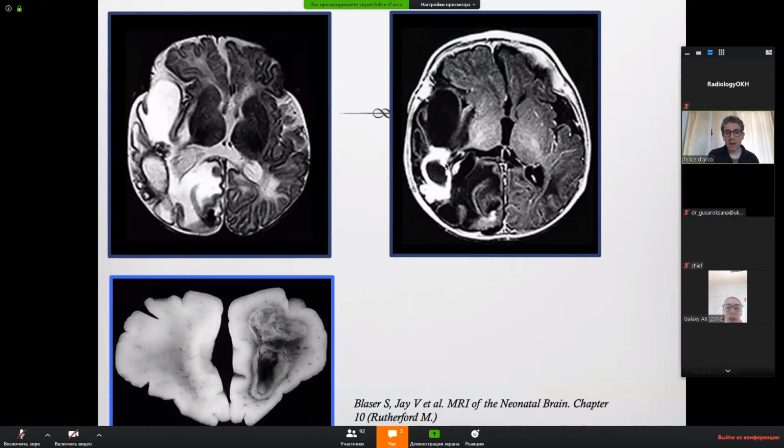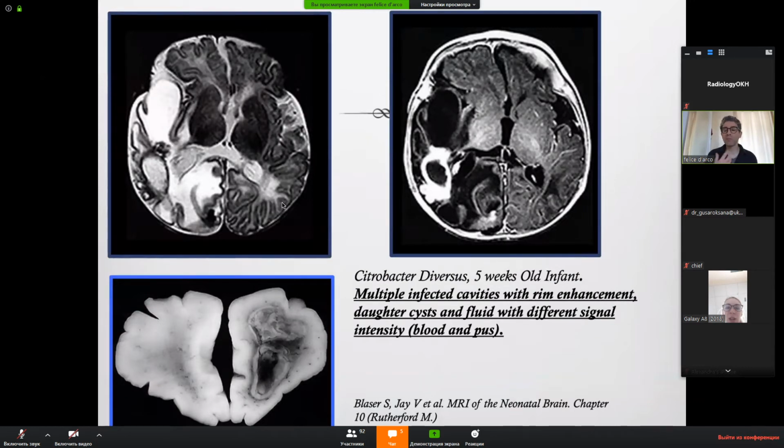abscesses have an inconstant capsule. They are very large, to the point that they shift the midline. The child unfortunately died, and they evolve quite fast. So multiple infected cavities with rim enhancement, daughter cysts here, blood, pus. So the radiological pattern is much more confused. Why? Because we have a much less effective reaction of the immune system.